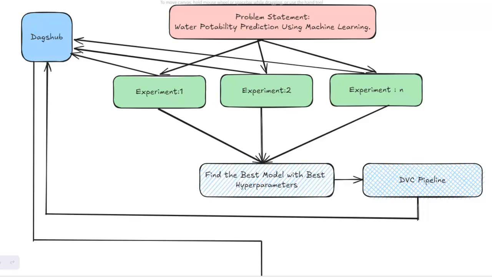In this video, we are going to create a complete MLOps project. Specifically, we are going to build a water potability prediction system using machine learning. After this project, you will understand how end-to-end machine learning projects with MLOps are created in the industry, and you will gain insight into this process.